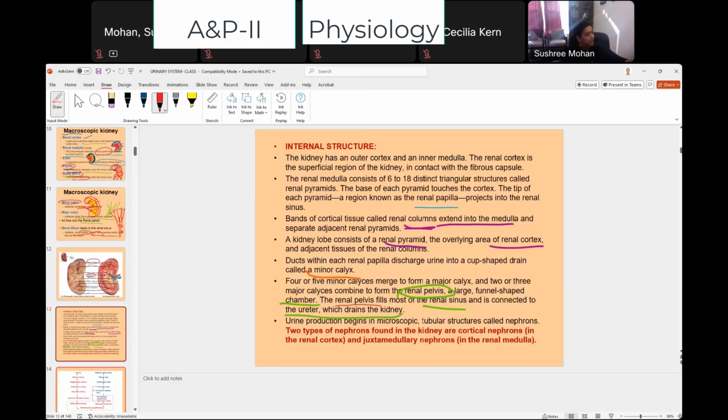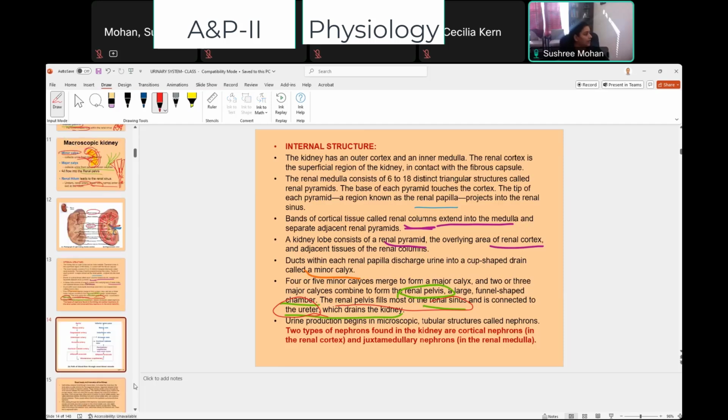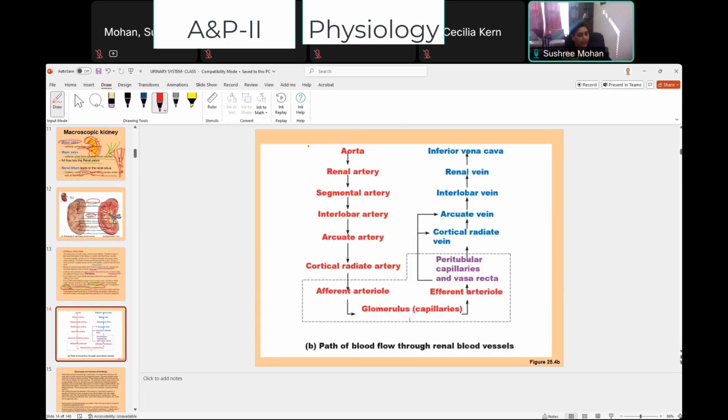So the pelvis will lead into the renal sinus, and then it is connected to the ureter, and it will drain the kidney. Any questions? Or do you want me to draw this again and explain to you the structure? Okay. Now let's look at the blood supply, how the blood enters the kidney.